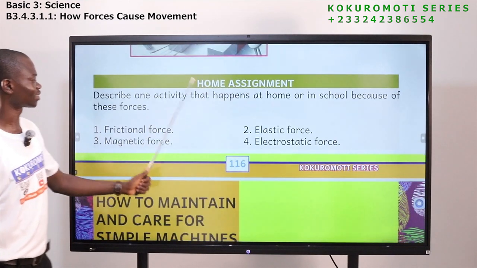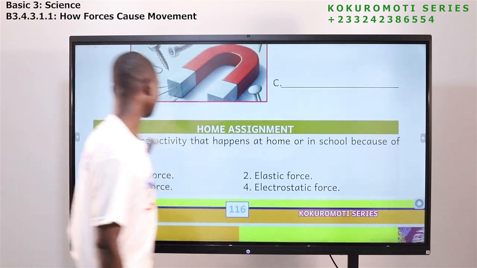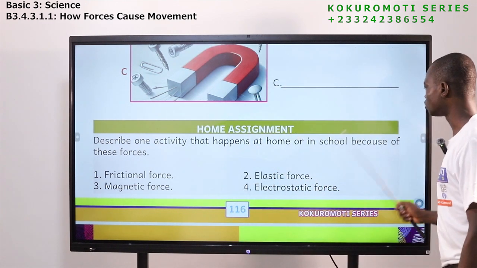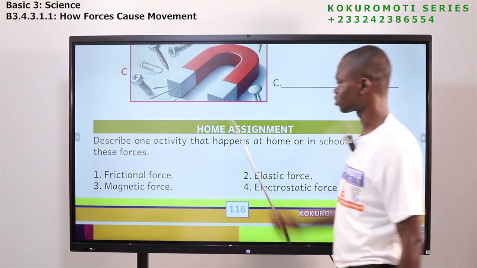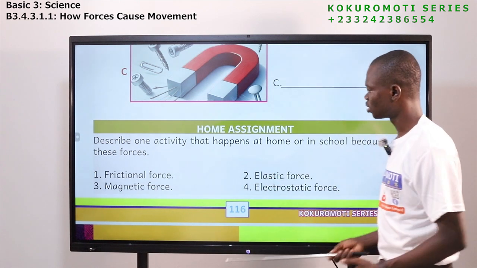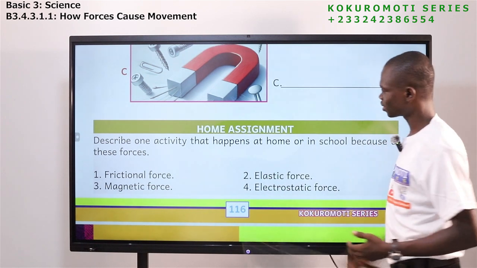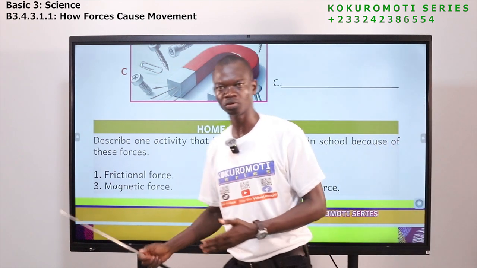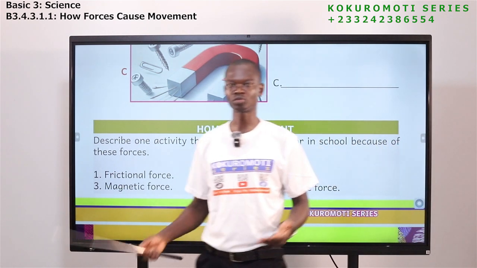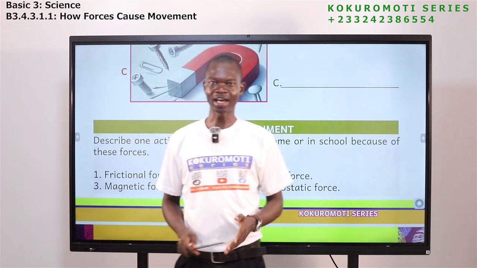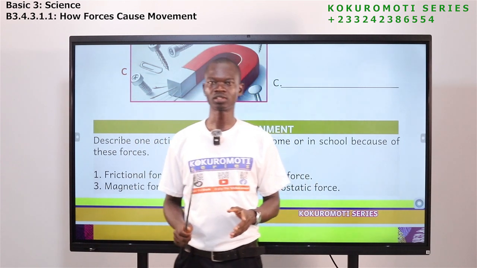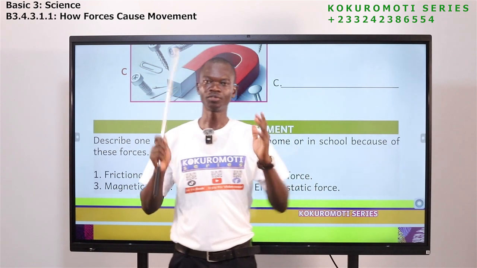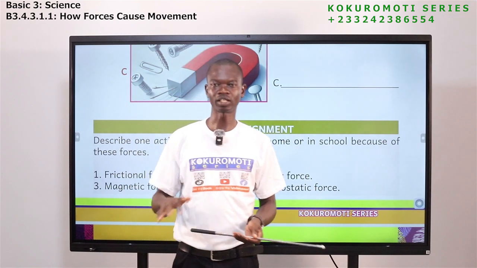We have a home assignment. Describe one activity that happens at home or in school because of these forces: 1, frictional force, 2, elastic force, 3, magnetic force, 4, electrostatic force. So this is what you should know, and I believe that you'll be able to answer these questions. Take your time, read the books. Get a copy of the Kopromotive series, read it, and then try to answer all the questions.